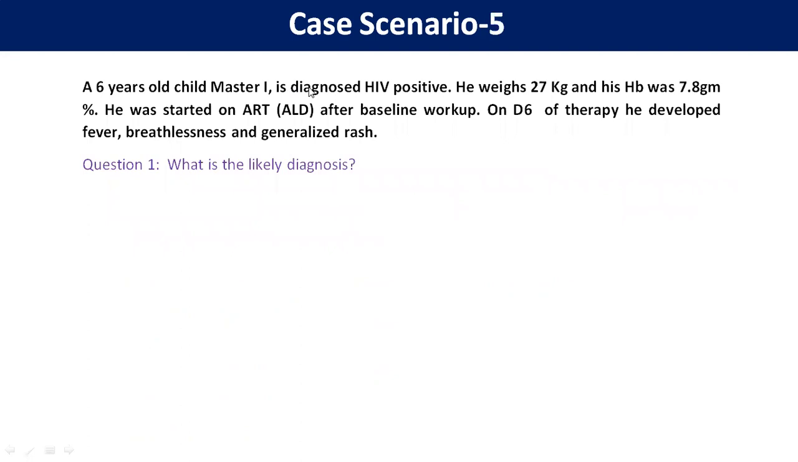A 6-year-old child, Master, diagnosed with HIV. His weight is 20 kg at 6 years. It's 20 kg, 6 years. Hemoglobin is low, 7.8 gram. He started ART after baseline workup. On day 6 of therapy, he developed fever, breathlessness, generalized rash. What is the likely diagnosis? Anyone?